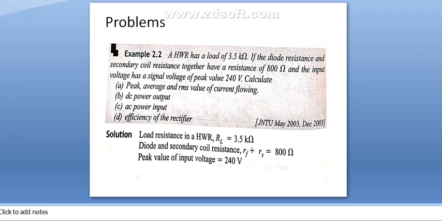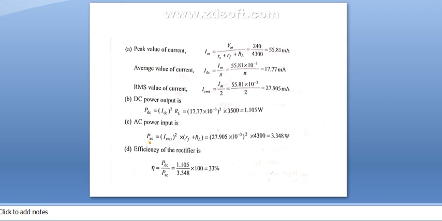So from this, I have to calculate the average current, RMS current, and peak current. So first, how to calculate the peak value of current? We know that Im equal to Vm by RL, but here we have RS and RF also. So take RS and RF. Then Im equal to Vm by RS plus RF plus RL. So it becomes 55.8 milliamperes.